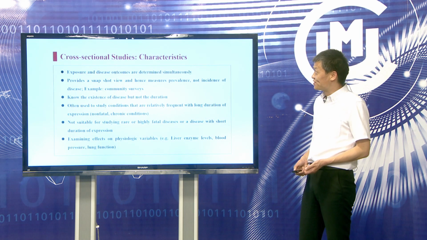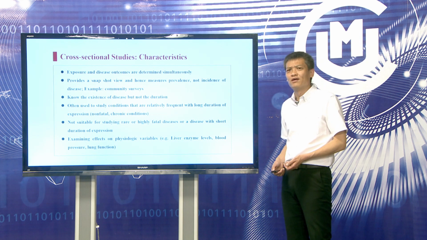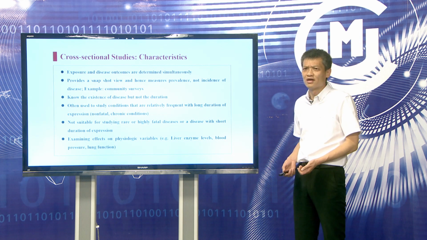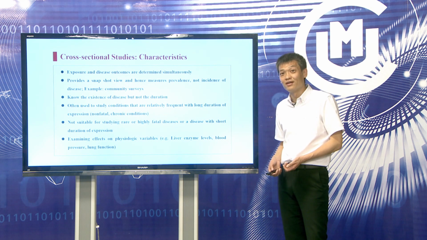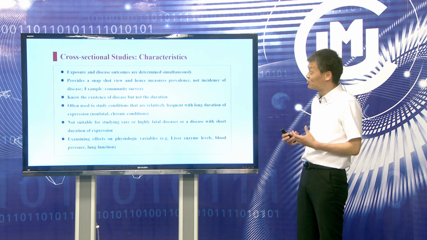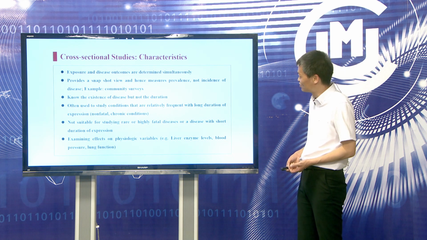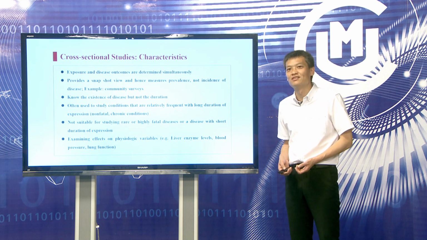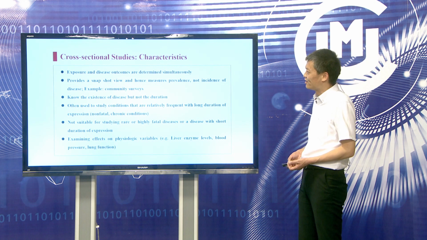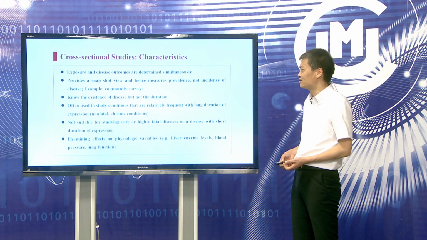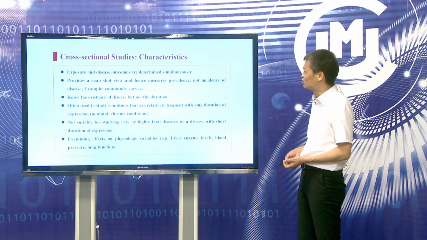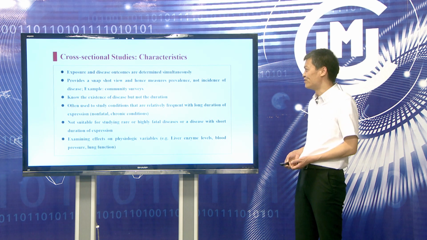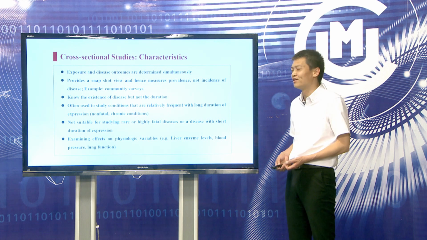These are characteristics of a cross-sectional study. Exposure and disease outcomes are determined simultaneously and provide a snapshot view, and it measures the prevalence, not the incidence, of the disease. A cross-sectional study will tell us the existence of disease but not the duration, and it is often used to study conditions that are relatively frequent with long duration of expression.